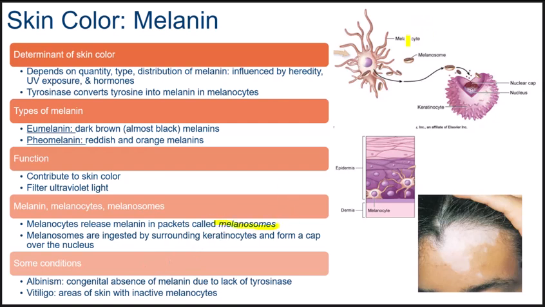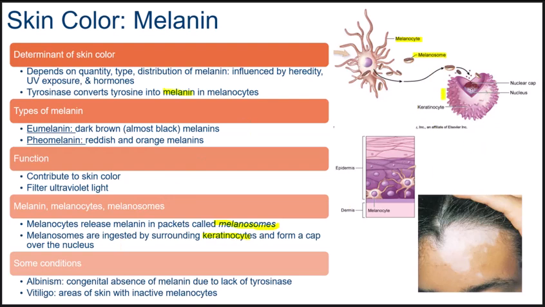So let's have a look at this. Here's a melanocyte. Within the cell, we have tyrosinase that converts tyrosine, an amino acid, into melanin. Melanin is released in packets at a time. Here's a packet of melanin, here's another packet, here's another packet. The melanosomes are going to be ingested by surrounding keratinocytes.